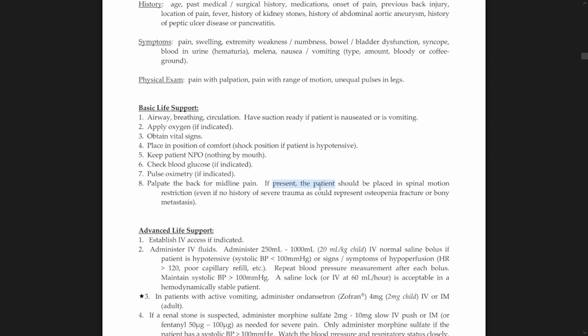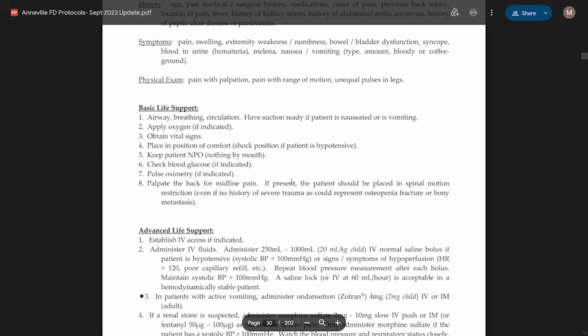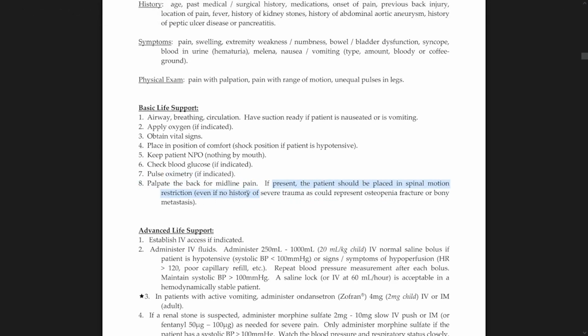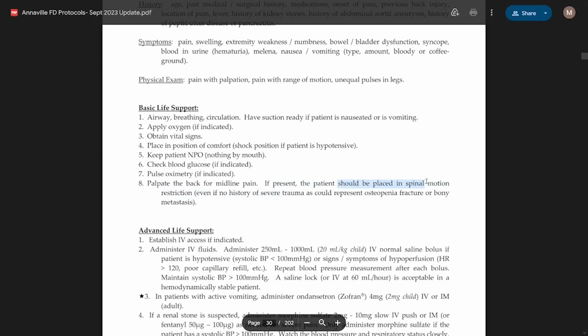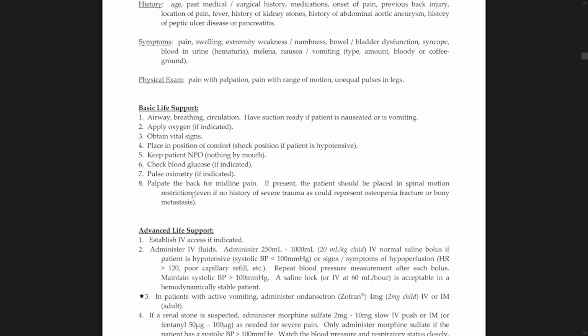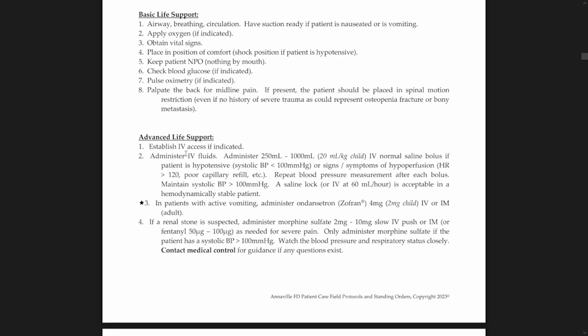If the patient presents with it, they should be placed in spinal motion restriction, even if no history of severe trauma, as it could represent an osteopenic fracture or bony metastasis. So even if there's no trauma involved, if you start palpating their back and they have a new onset of pain, you should place them in spinal motion restriction. That includes a C-collar and a backboard.